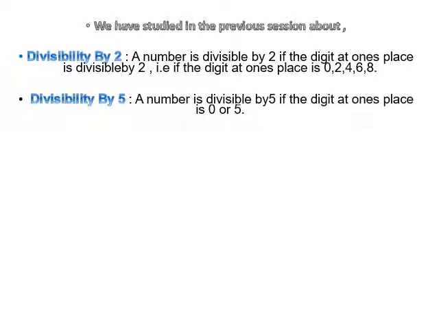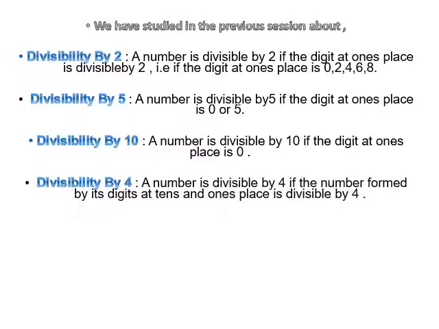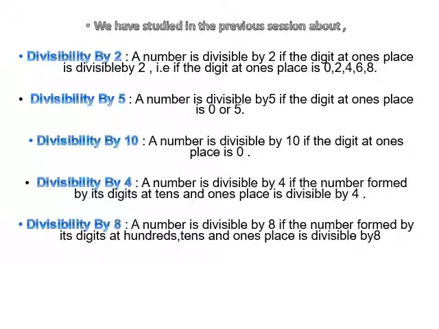Divisibility by 5. A number is divisible by 5 if the digit at one's place is 0 or 5. Divisibility by 10. A number is divisible by 10 if the digit at one's place is 0. Divisibility by 4. A number is divisible by 4 if the number formed by its digits at tens and ones place is divisible by 4. Divisibility by 8. A number is divisible by 8 if the number formed by the digits at hundreds, tens and ones place is divisible by 8.